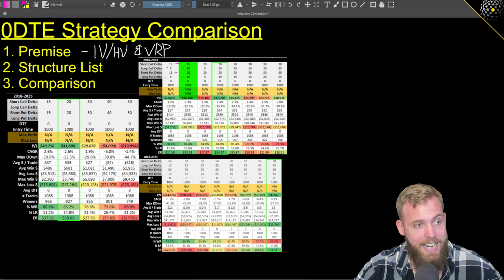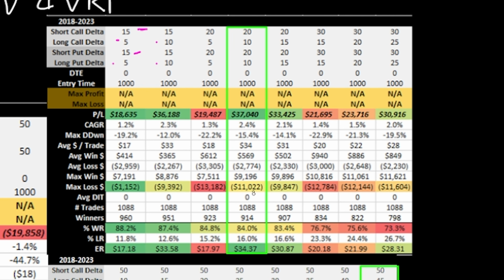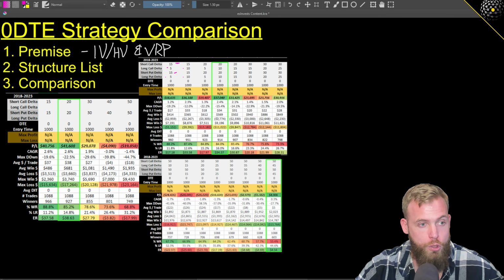You have a really narrow 5-point wide spread at short 15 deltas, long 10 deltas, which gave you $36,000. Or you could do the 20 deltas, 10 deltas, which got you to $37,000. But notice the difference in the max losses here, a negative 11,000 versus negative 9,400. And then the average loss here is 2,200 compared to 2,700. So you have to figure out which of those might be right for you.